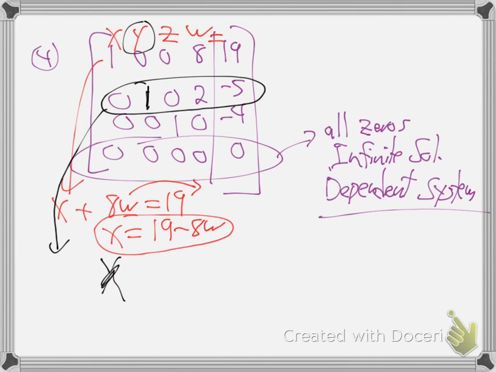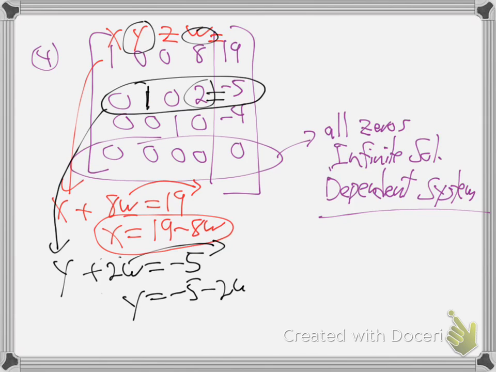Let me back it up here. Come on. Y, 2w. Plus 2w equals negative 5. Jump the w over. Y equals minus 5 minus 2w. There's the answer for y.